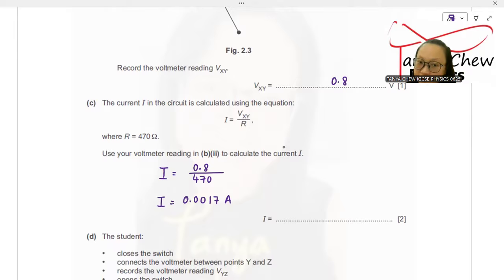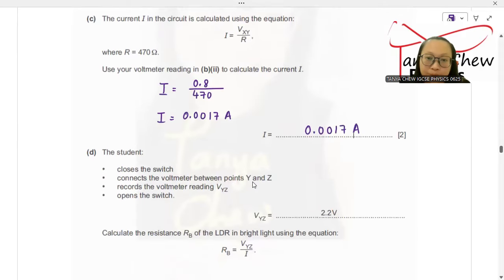Because voltmeter reading Vxy, this is calculation, you just look at the significant figures. Vxy has one significant figure, and 470, you can put 2 or 3 significant figures. That is why I put my I as 2 significant figures, 0.0017, and remember the unit, it is in ampere. Current must be measured in ampere.